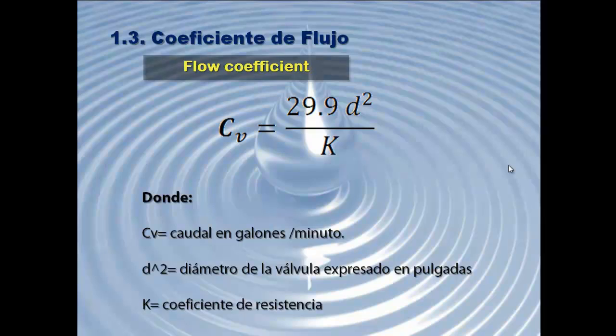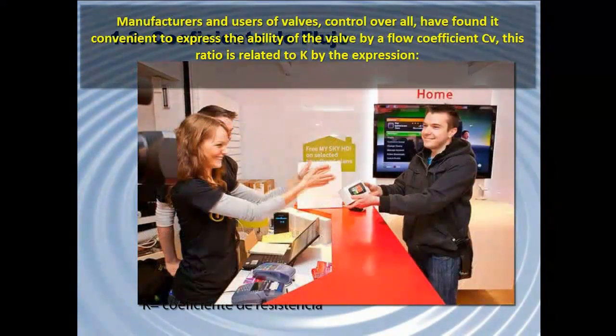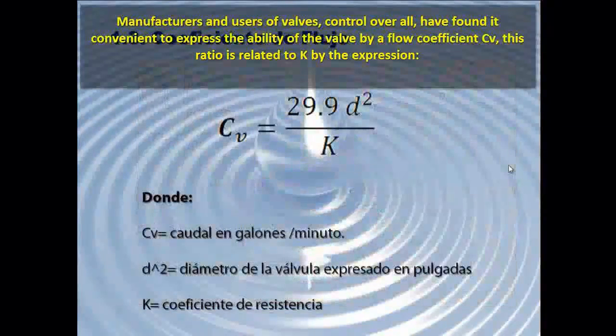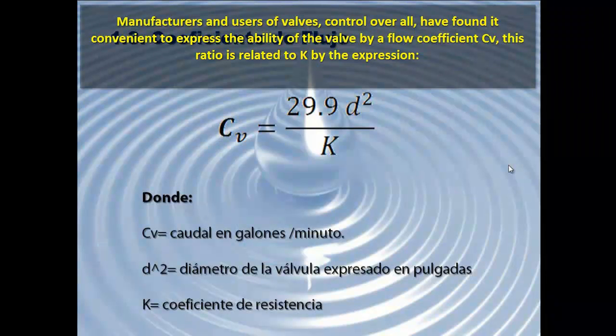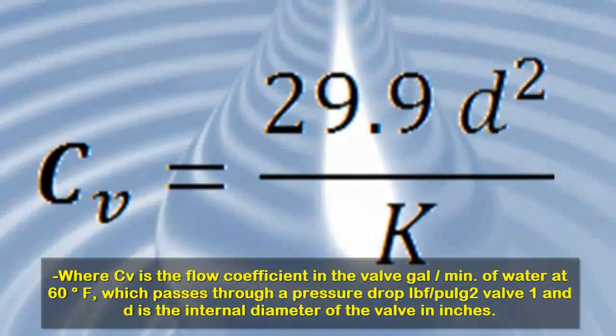Flow coefficient. Manufacturers and users of control valves have found it convenient to express the capacity of the valve by a flow coefficient Cv. The ratio is related to K by the expression, where Cv is the flow coefficient of the valve in gallons per minute of water at 60 degrees Fahrenheit, which passes through a pressure drop in psi across the valve, and d is the internal diameter of the valve in inches.